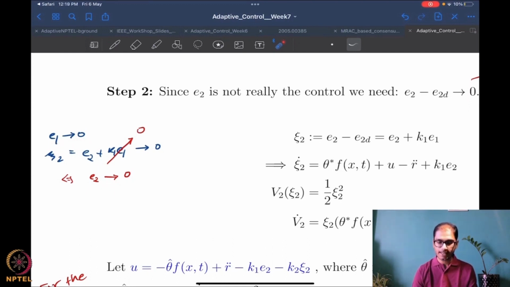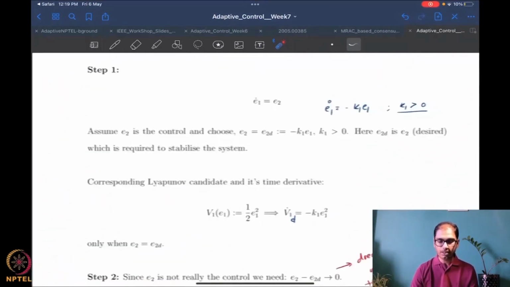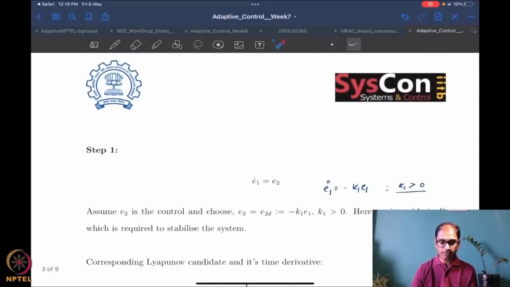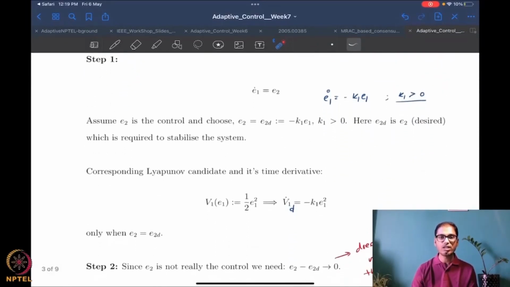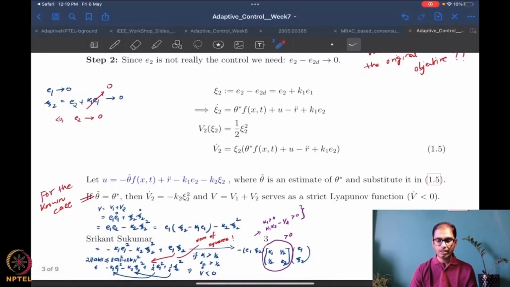Okay, excellent. So this is sort of how we do backstepping for a general nonlinear system. I say it's for a general nonlinear system because we did not consider any unknowns. We assume theta star is known. So the next step would of course be to go for the unknown theta star.